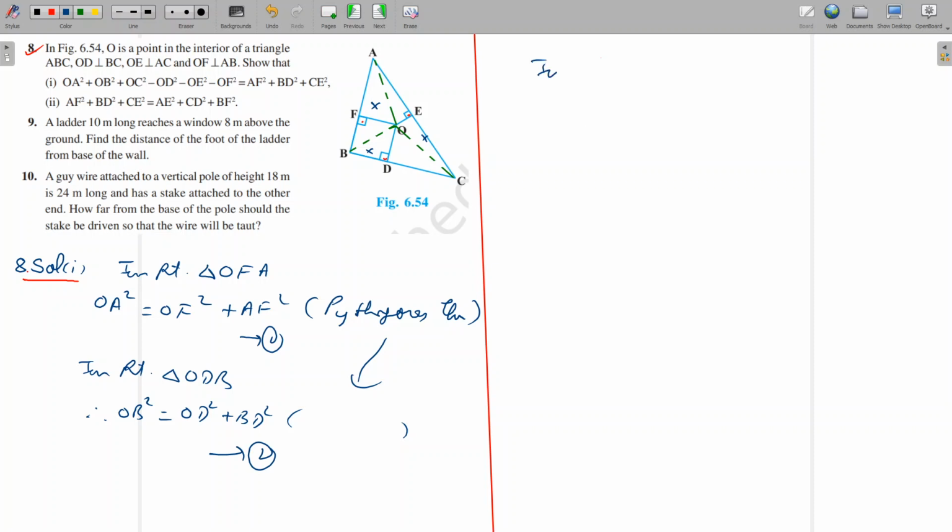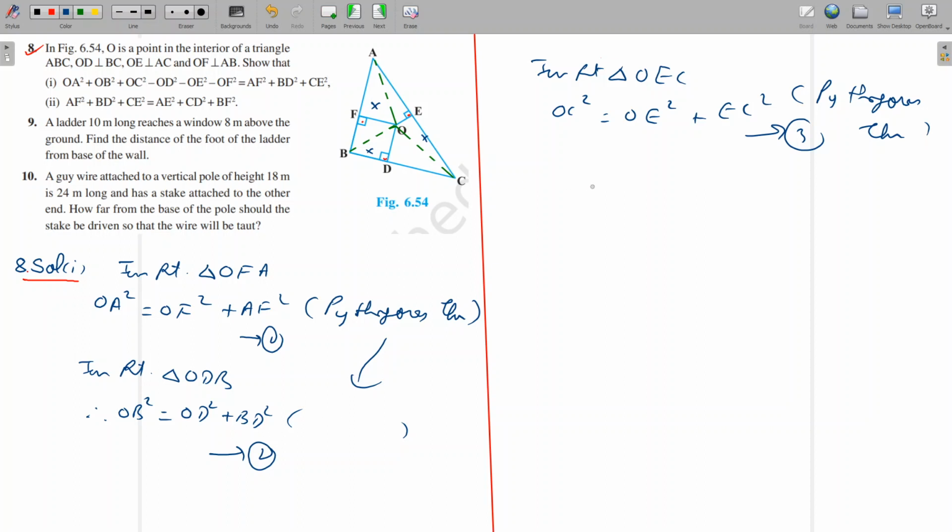Then third, in right triangle OEC, angle E is 90 degrees, so OC will be the hypotenuse. So we will get OC square equal to OE square plus EC square. Let this be third. And this is also by Pythagoras theorem.